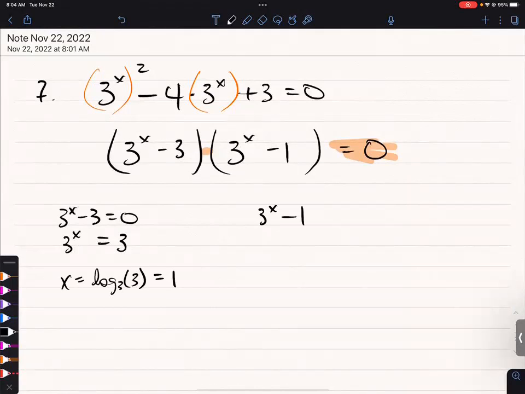The other factor, you get 3 to the x is 1, which means that x is, well, again, the log base 3 of 1 if you want, or if you see that it's just 0, you can just jump to 0.